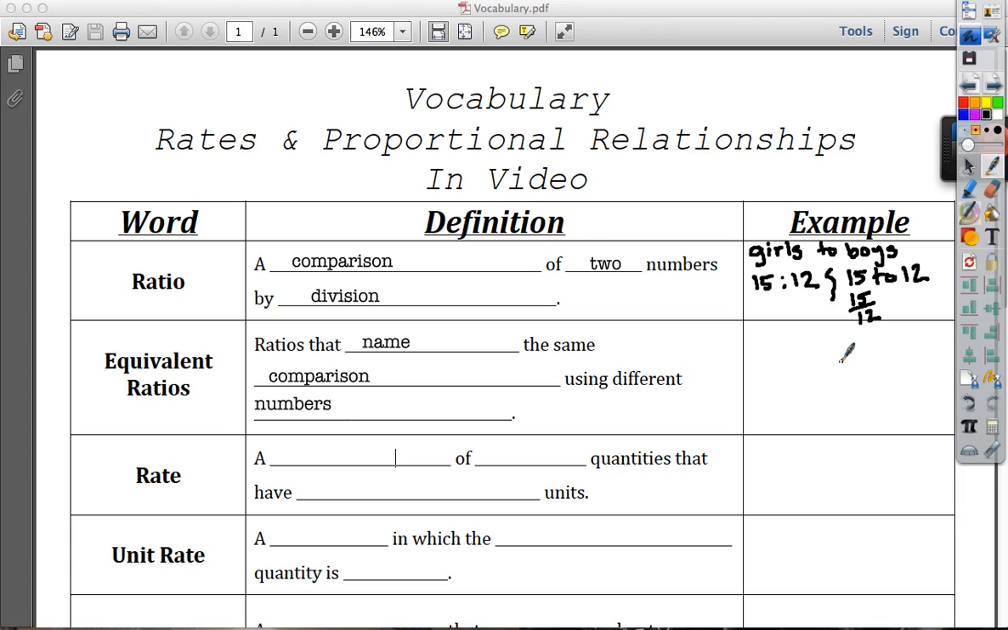Now equivalent ratios are ratios that name the same comparison using different numbers. So they're kind of like equivalent fractions. You find them the exact same way, multiplying and dividing by the same number. So they give that same ratio, but they use different numbers. So in this case, we had 15 girls to 12 boys. And if we simplify that, if we divide them both by 3, because both of them are divisible by 3, and we get 5 to 4, we know that 15 to 12 is equivalent to 5 to 4. So these are equivalent ratios.